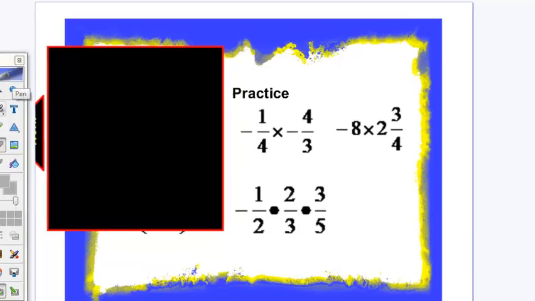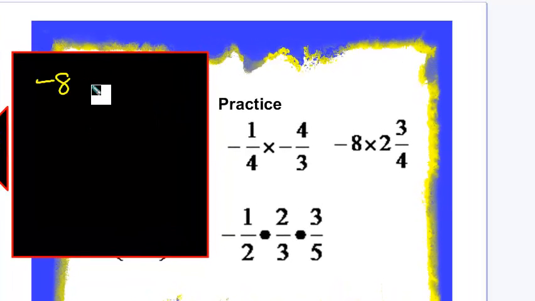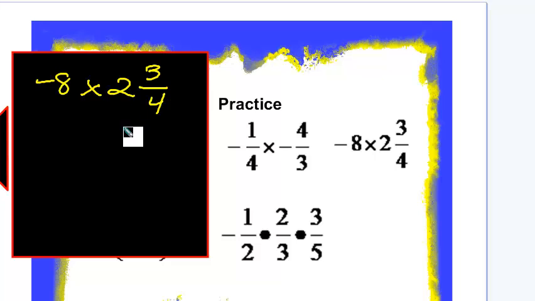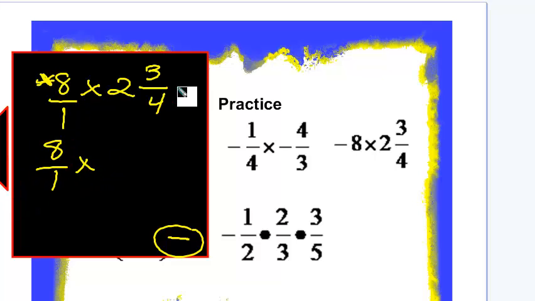Number 3 here. We have negative 8 times 2 3/4. First thing we need to do is to again change this a negative times a positive. Let's put a reminder that our answer will be negative. Ignore this negative sign. Put the 8/1. Change the mixed number to improper. This will be 2 times 4, 8 plus 3, 11.